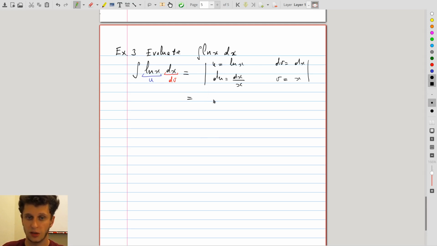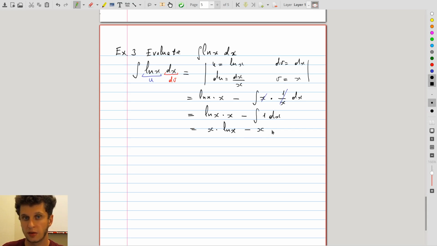The right-hand side of the integration by parts formula has u times v, so that's log x times x, minus the integral of v du, which here becomes the integral of x times 1 over x dx. And remarkably, in this case, these two terms cancel out, and we end up with log x times x minus the integral of 1 dx, which is nothing but x log x minus x plus a constant, since the antiderivative of 1 is x, and then we just add a constant.